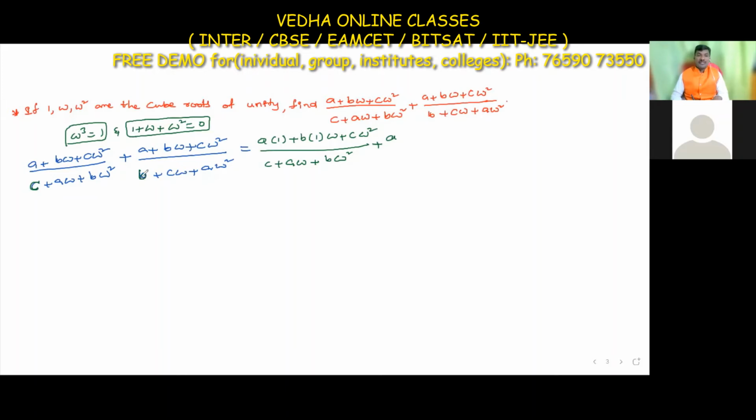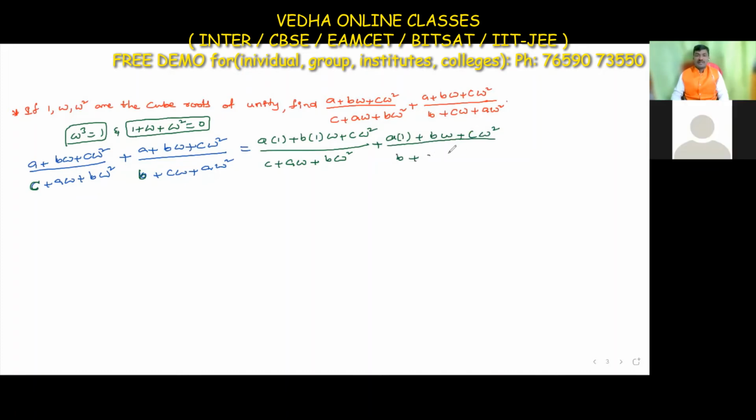Okay, so is omega in the numerator? When we compare numerator and denominator, omega is extra. So here also we want omega as common. Omega is common, but we have a set of c omega square. So a into 1 plus b into omega I am writing as this, and c omega square, based on possibility will check.